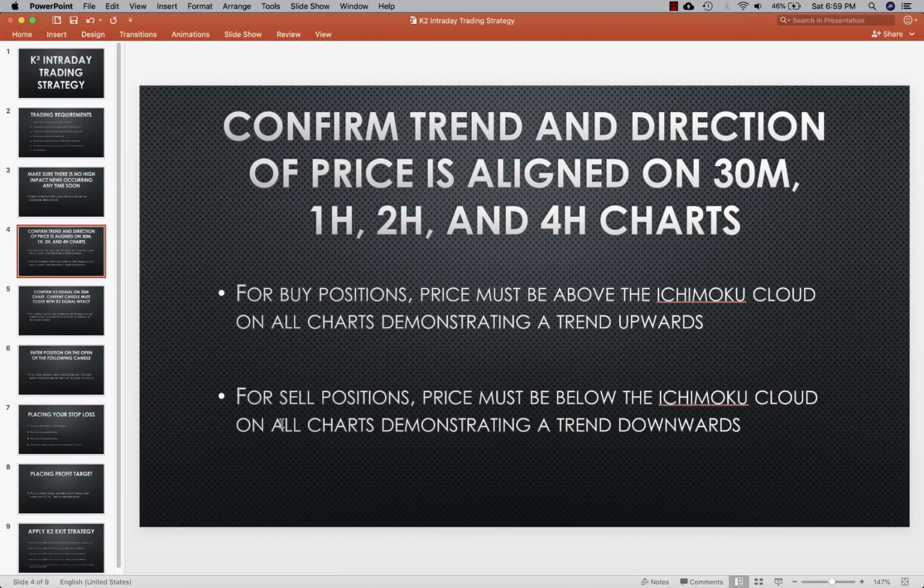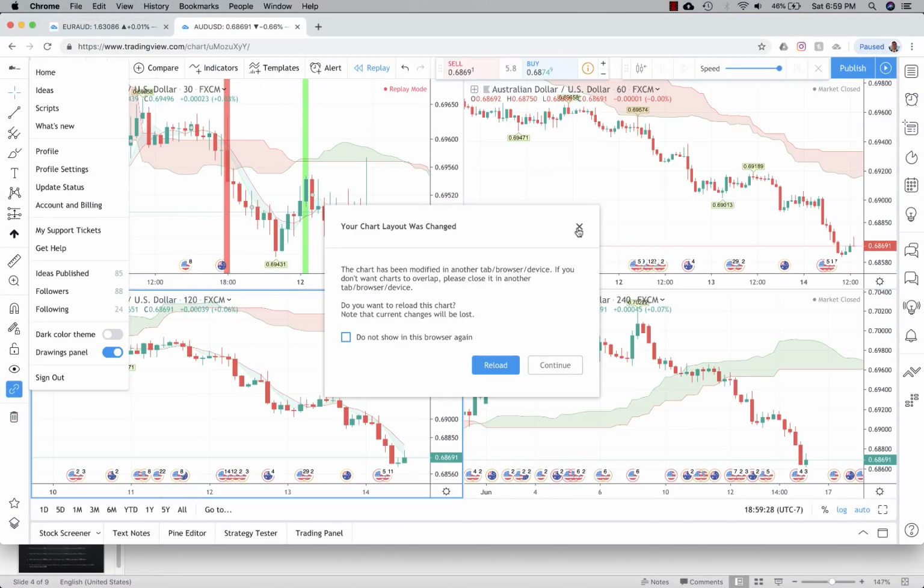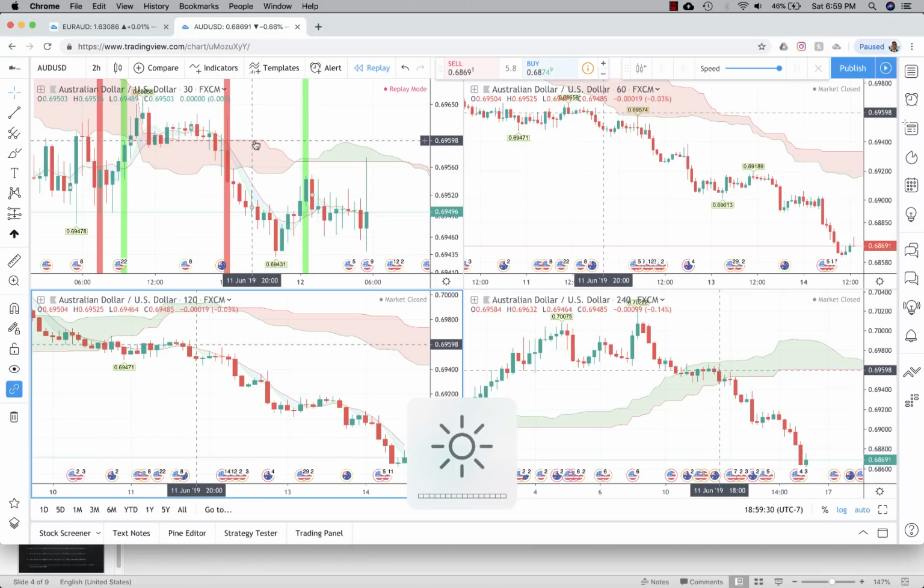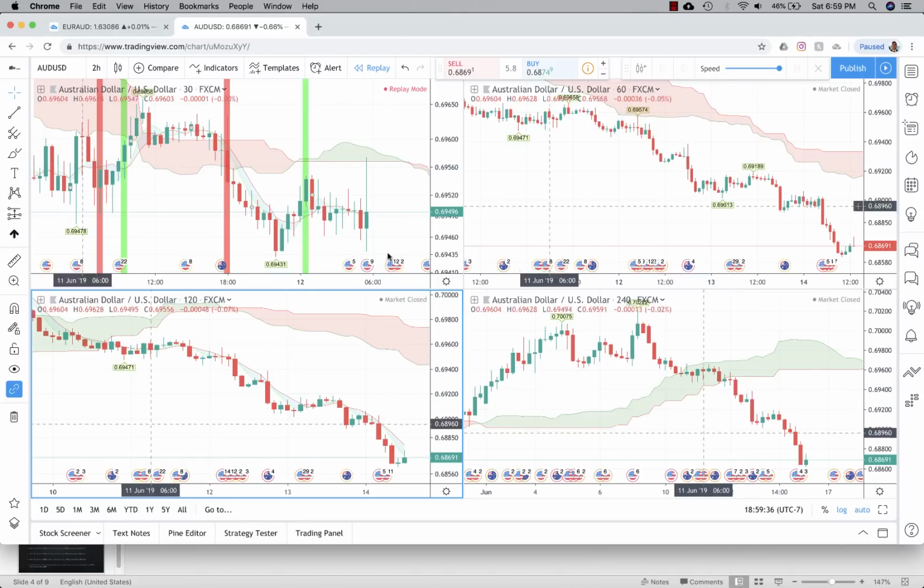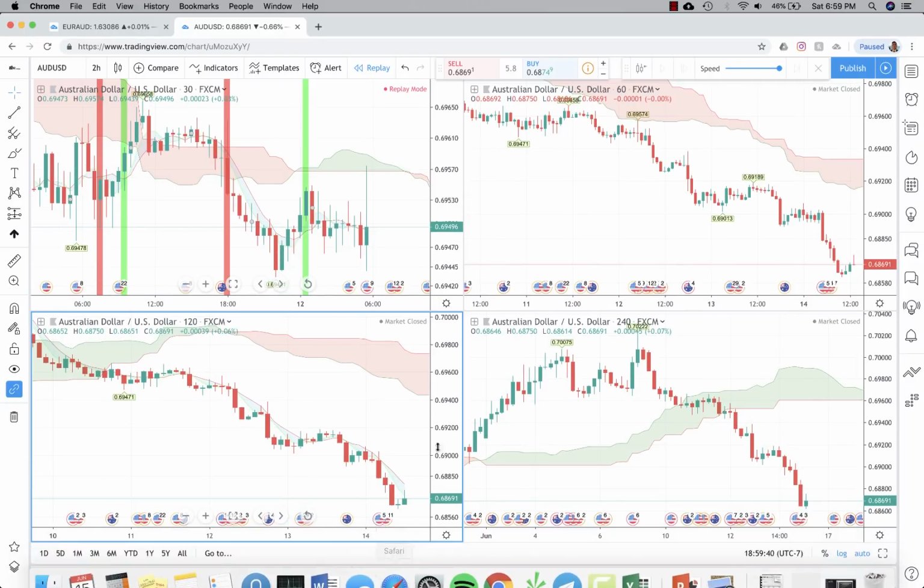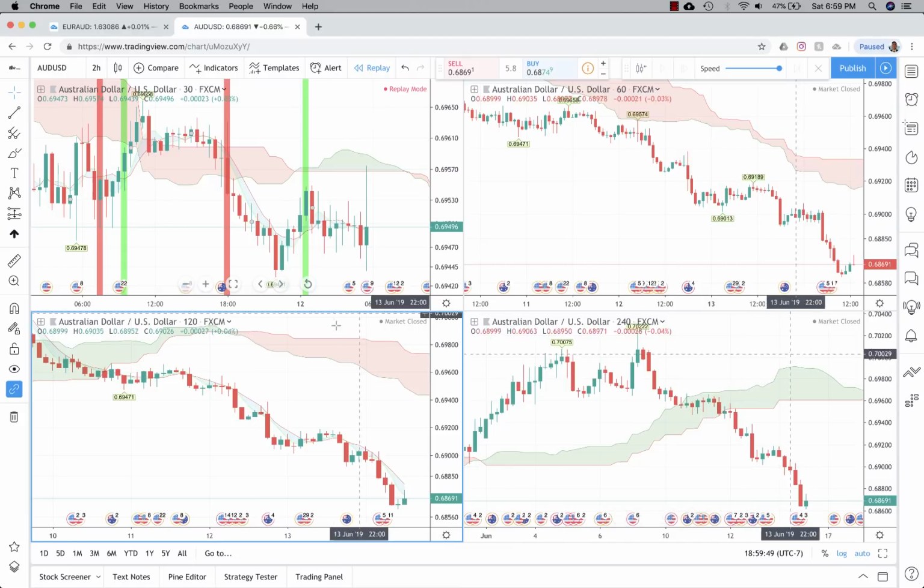And for the opposite, for sell positions, price must be below the cloud. So if you look at this chart right here, on the Australian dollar versus the US dollar, price is below the cloud on the 30-minute, it's below the cloud on the 1 hour, it's below the cloud on the 2 hour, and it's also below the cloud on the 4 hour. So this demonstrates a strong trend downwards, so you'd only be taking sell positions here.